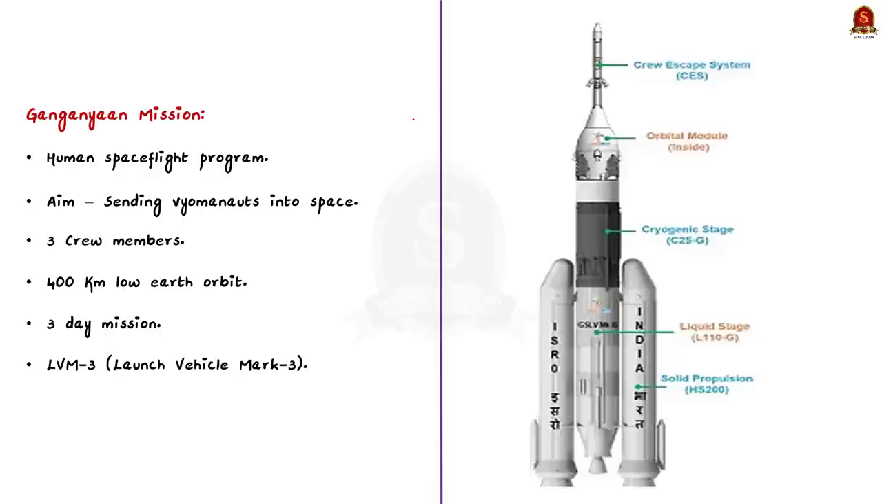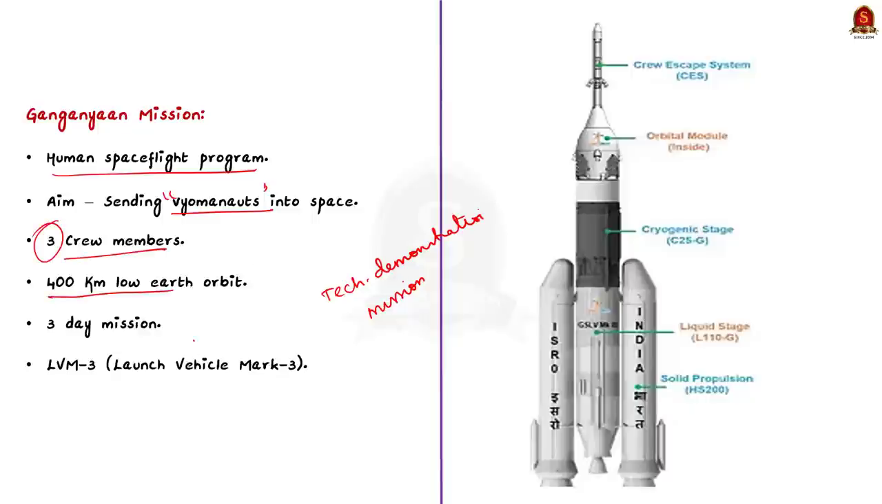The Gaganyaan mission is India's ambitious human space flight program. The mission aims to send Indian astronauts, also known as vyomanauts, into space. This is basically a technology demonstration mission. Through this mission, ISRO aims to demonstrate human spaceflight capability by launching a crew of 3 members to the orbit of 400 km for a 3-day mission. Launch Vehicle Mark 3, that is LVM-3, will be used to launch this Gaganyaan mission.